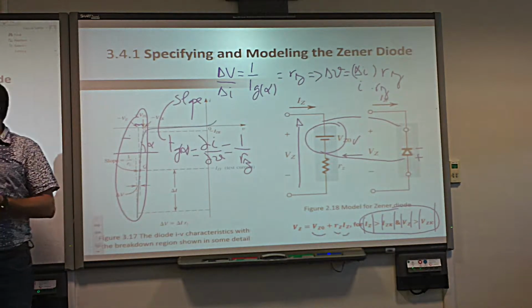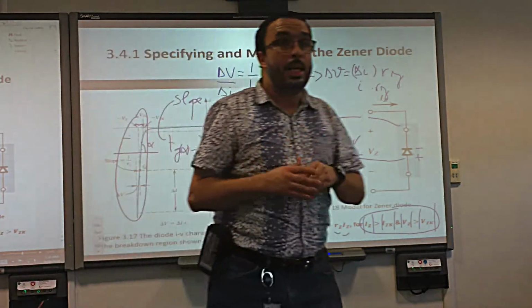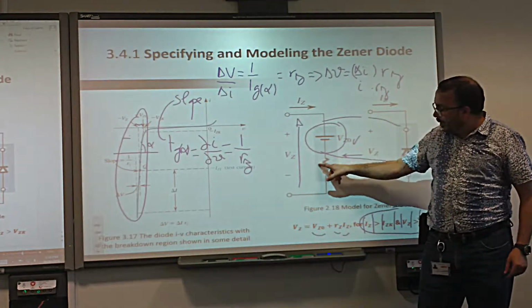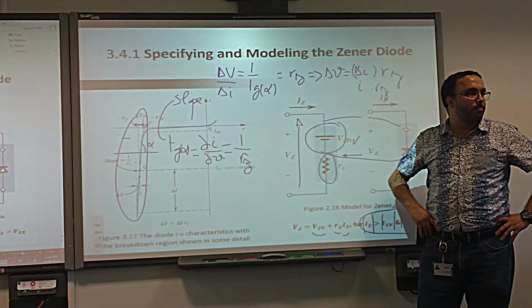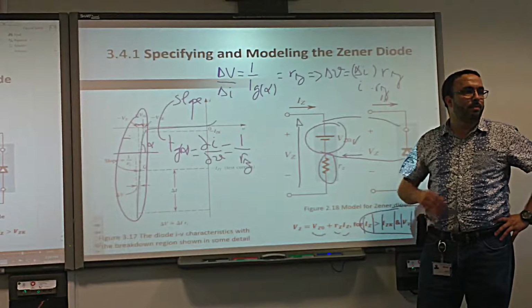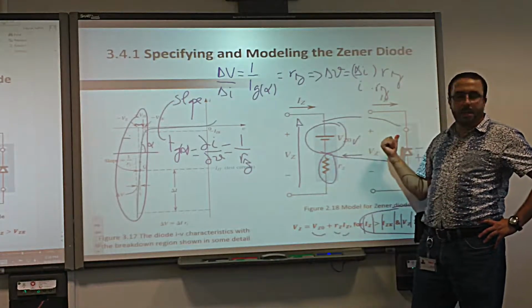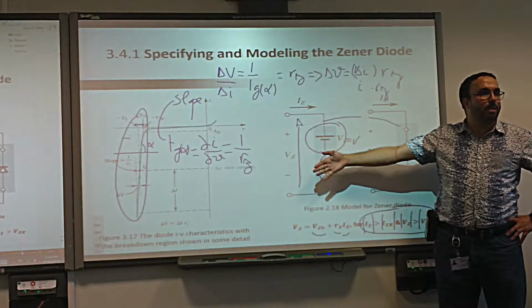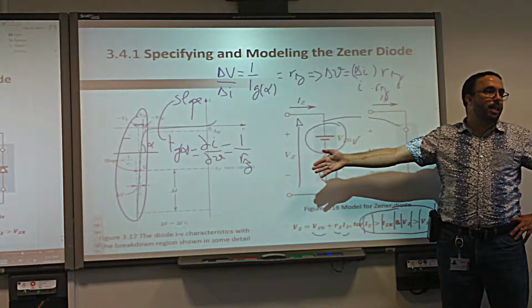Okay, now back to the Zener diode. What is special about the Zener diode? The resistance of the Zener diode in the breakdown is extremely small. Very, very small, so the diode in the breakdown is like what? It's only like a battery. Do you understand? And that's why it's nice.